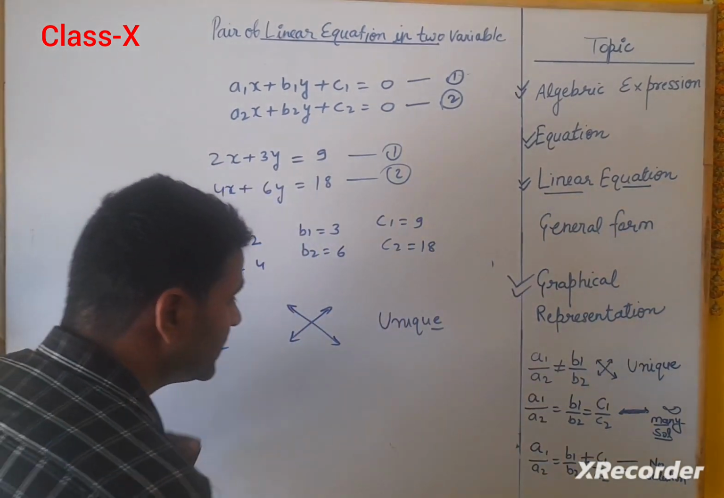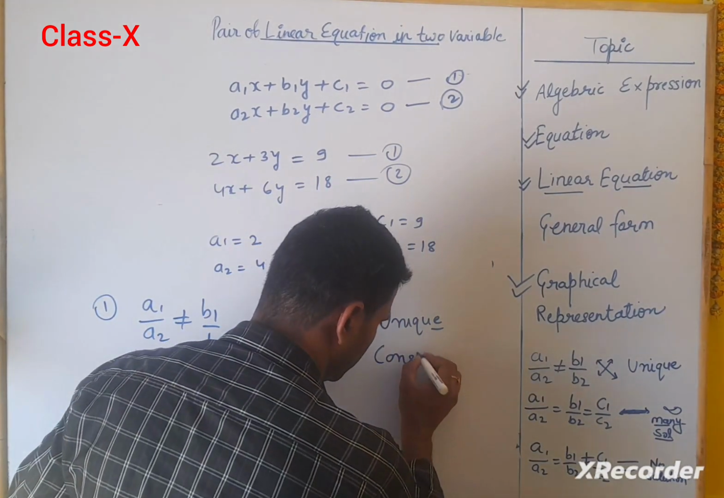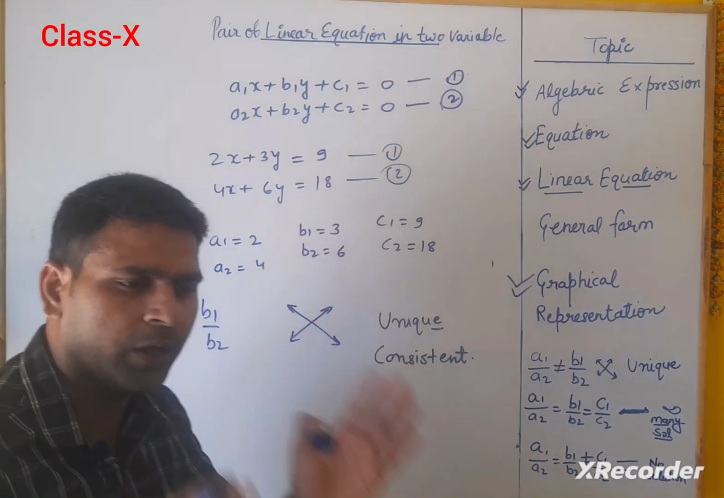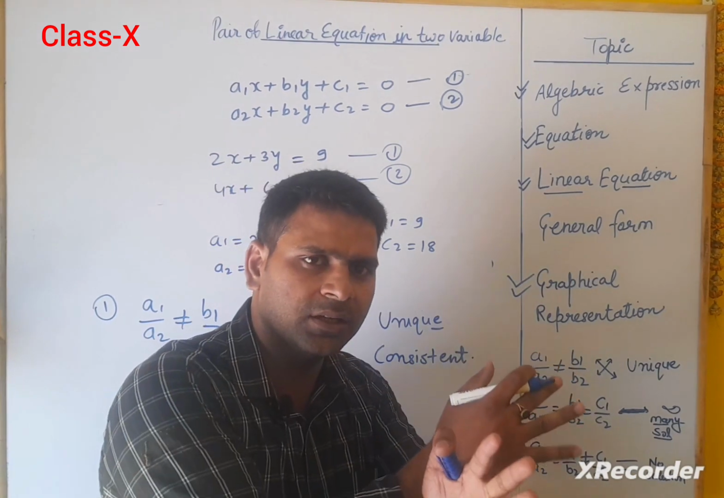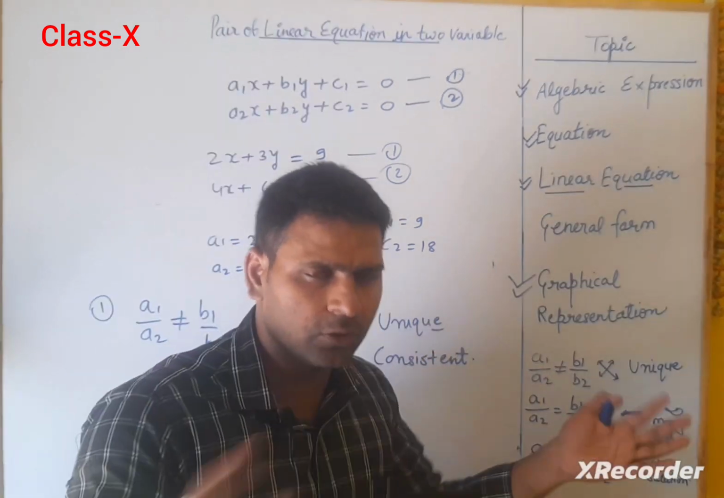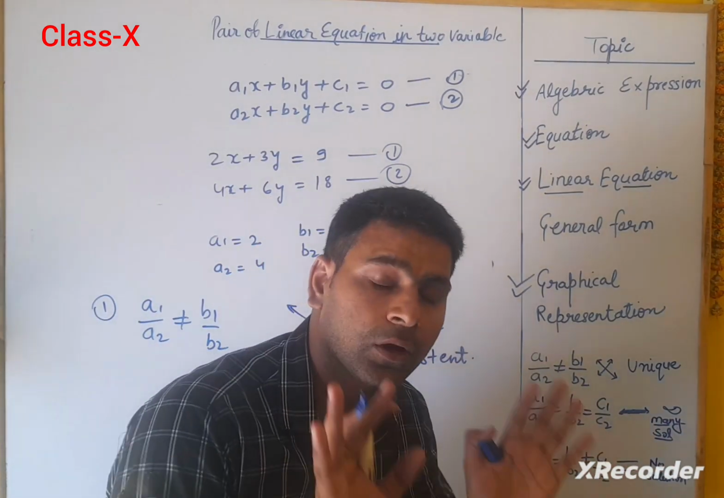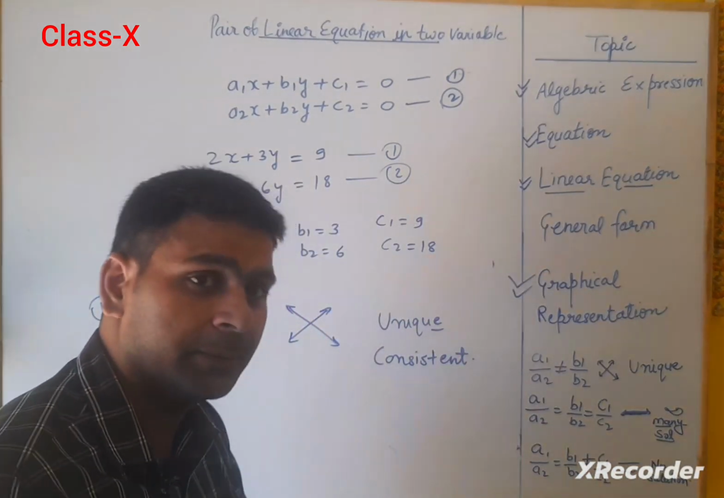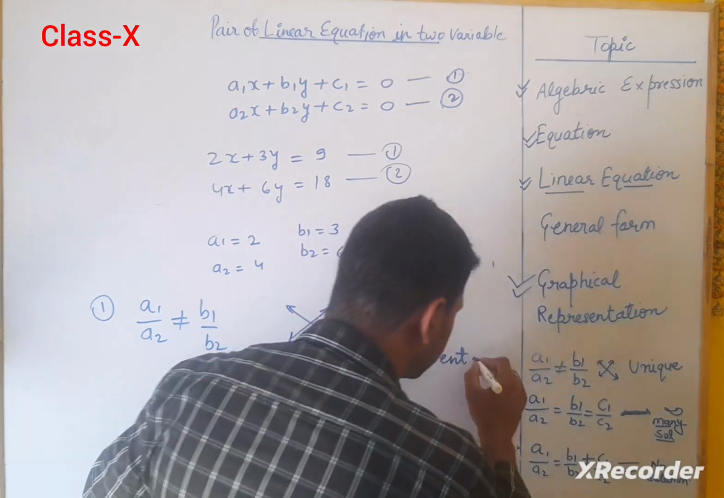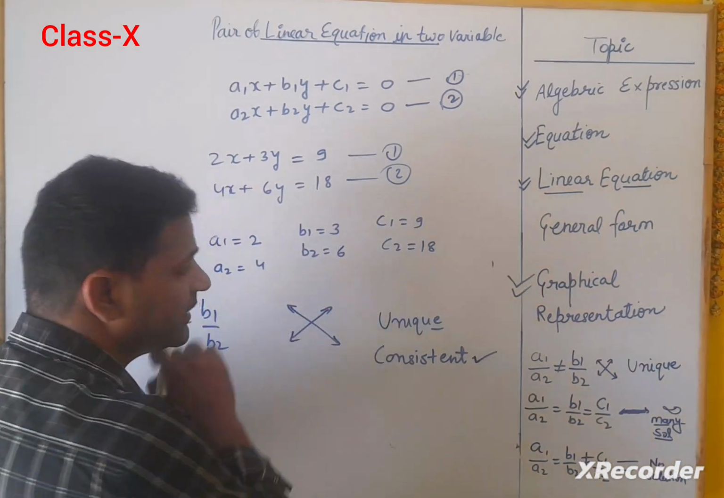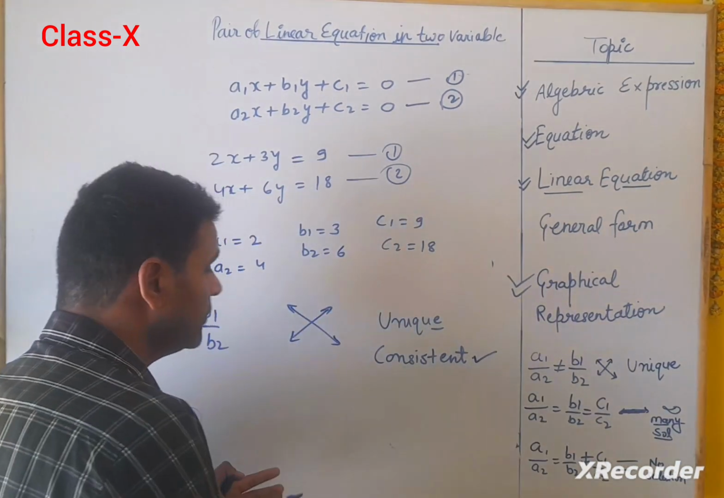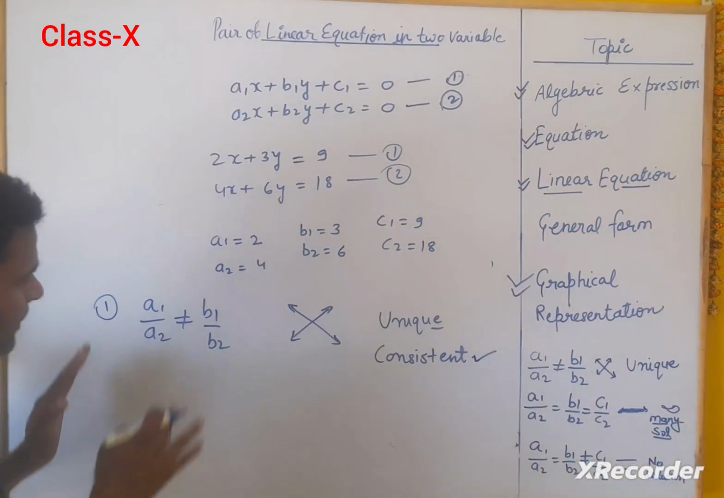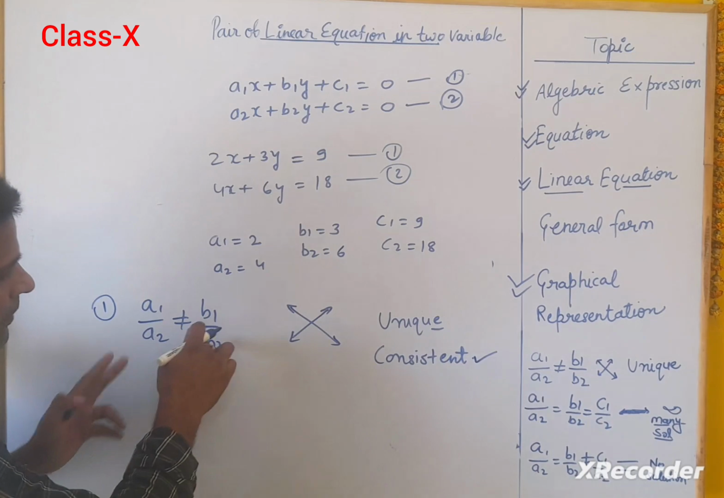And you know, it is consistent. Consistent means when the two lines intersect each other. If they are not intersecting each other, then it is not consistent. Clear? Once again I am repeating: we can say the given pair of lines is consistent when they intersect each other and have a solution. So the first condition is clear: a1 upon a2 is not equal to b1 upon b2.